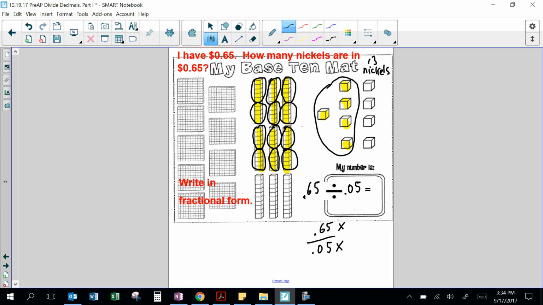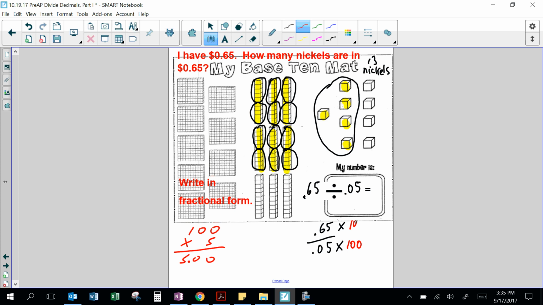What power of 10 should I multiply 5 hundredths by so it'll be 5 whole? I would multiply by 100. What place value is this in? This is in the hundreds place. So if you multiply 100 times 5 hundredths, you move the decimal two places. So that equals 5 whole.